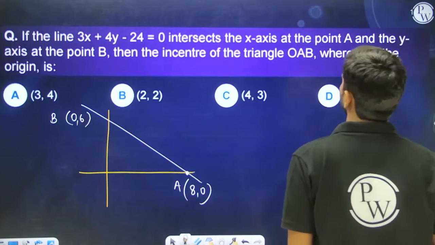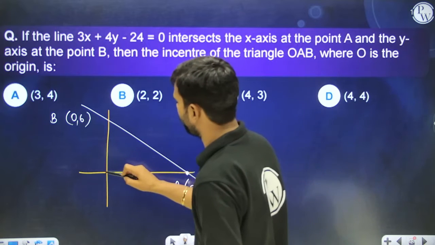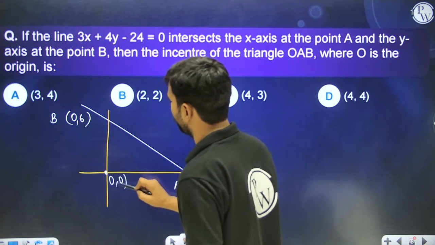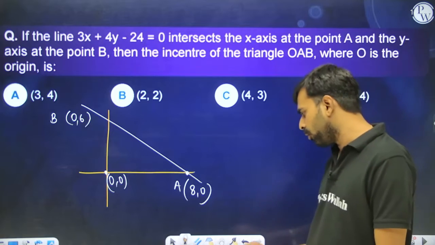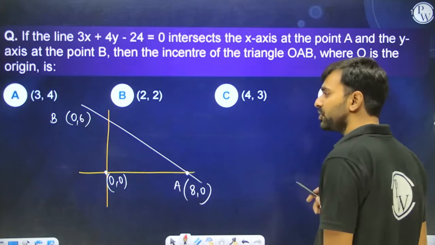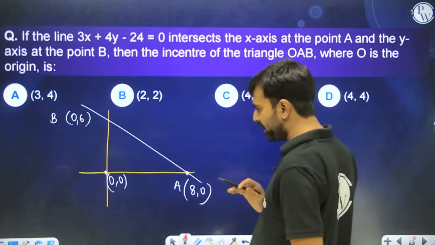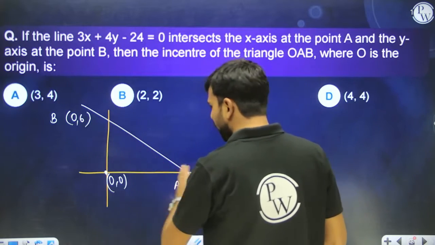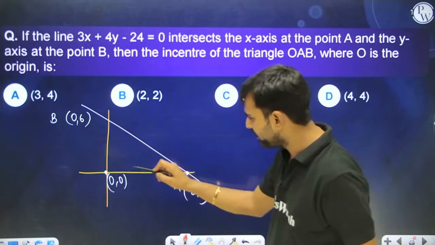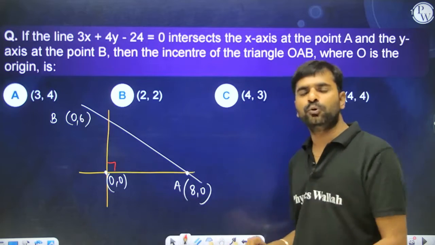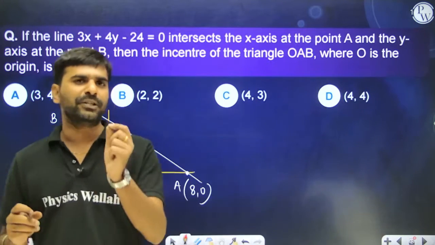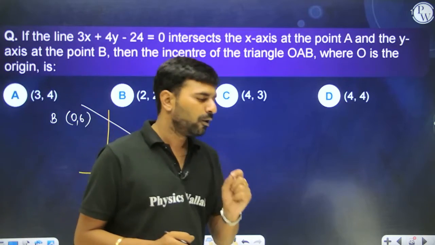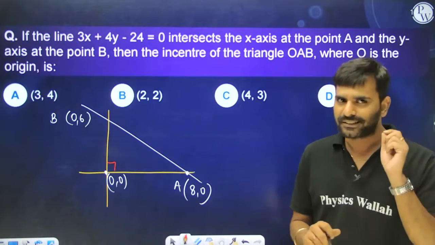Then we need to find the incenter of the triangle OAB, where O is nothing but the origin. Now, looking at this triangle OAB, it is a right angled triangle, number one. Number two, if you want to draw a circle which is touching all the three sides of the triangle, that means you are looking for the incircle, and the center of that circle is going to be the incenter.